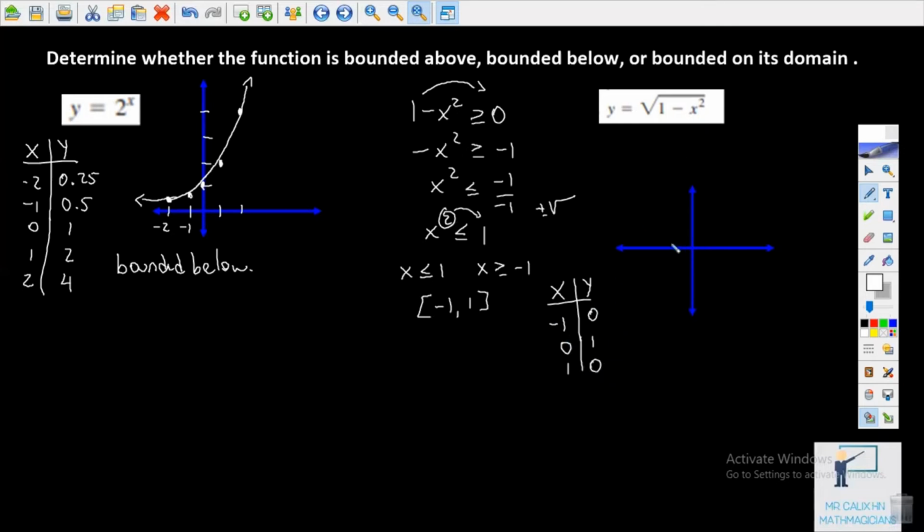Once we have this information, we make our graph. It says negative 1 with 0, 0 with 1, and 1 with 0. As you can see, your graph does not continue moving upward and does not continue moving downward. That means that this graph would be bounded above and below. We just say that it's bounded. Let's make the next exercise.